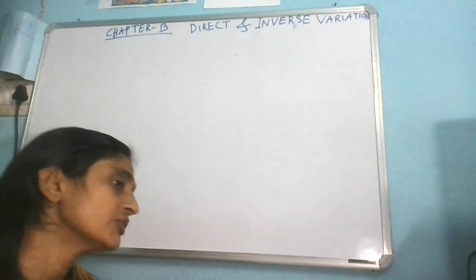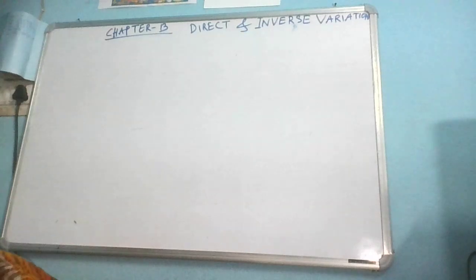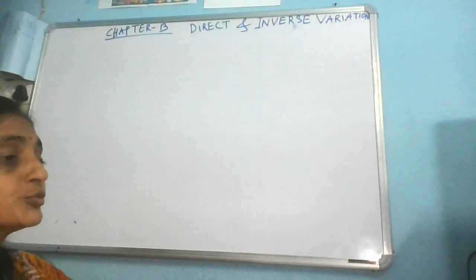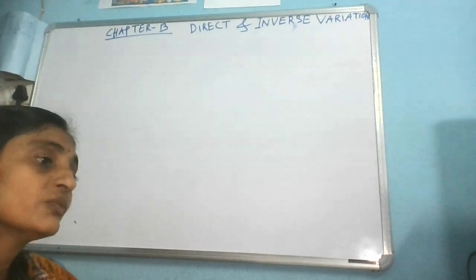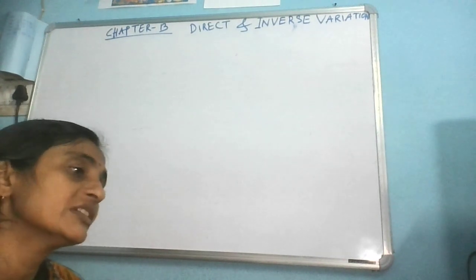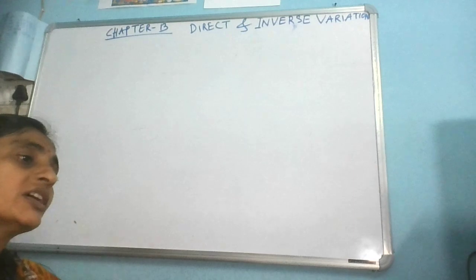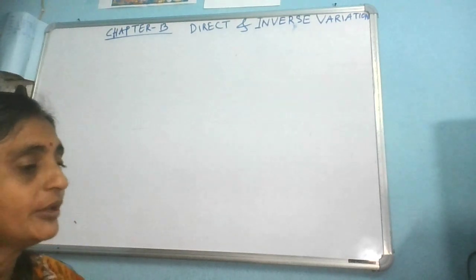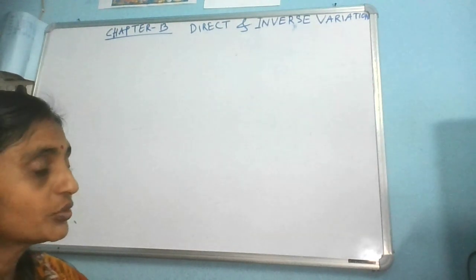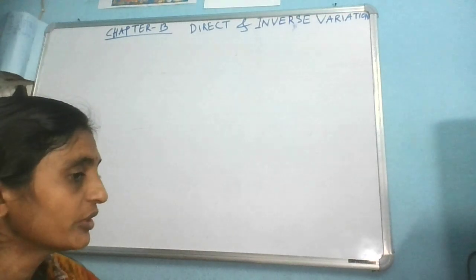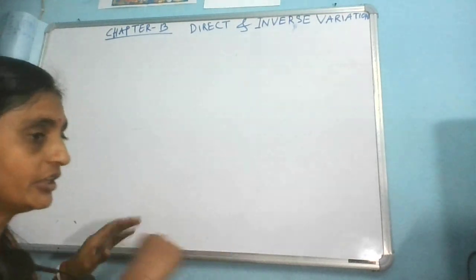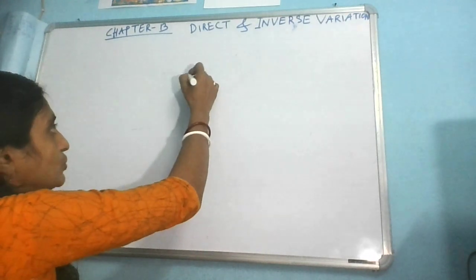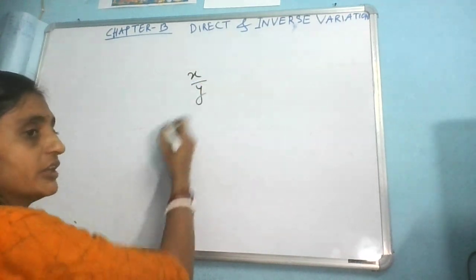In direct variation, what have we found? We have found that when the ratio of two quantities is kept fixed, if one is increasing, then immediately the other will also increase. So what you are getting is that x by y is equal to a fixed value.